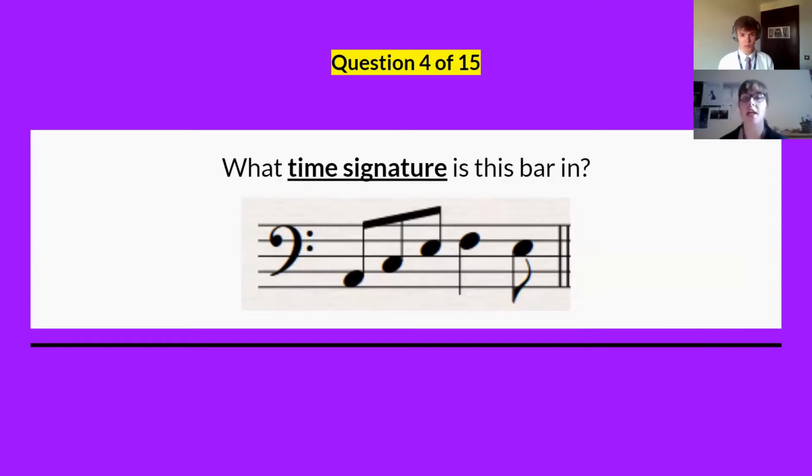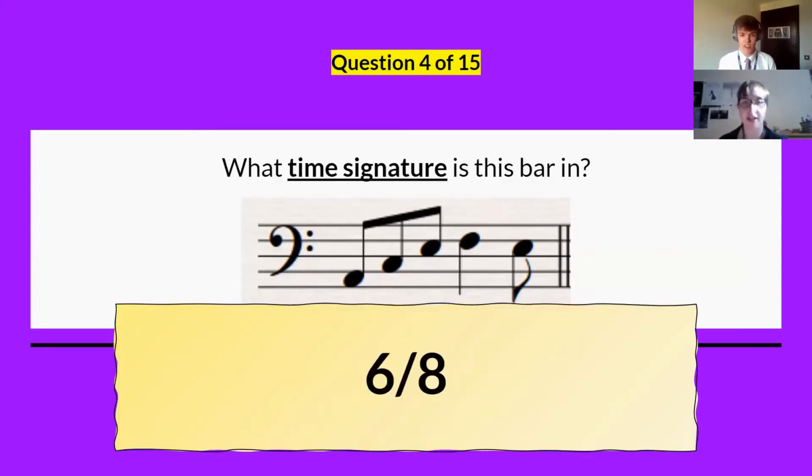Question number 4. The time signature of this bar is 6/8. So there should be a 6 and then 8 below because we've got 6 quavers in this bar. Sorry, it's a bit deceptive. I've written it with a slash there. Remember, we don't actually use a slash when we're writing the time signature onto the stave, but I've just done that here to make it clear.